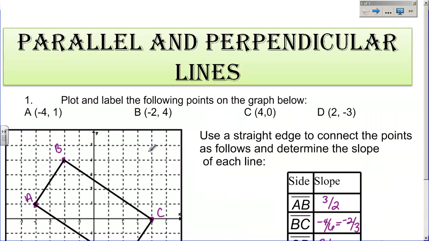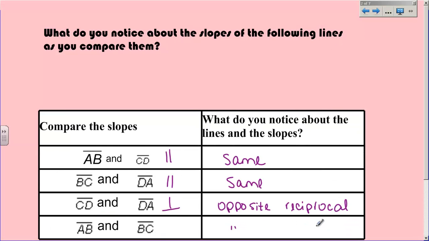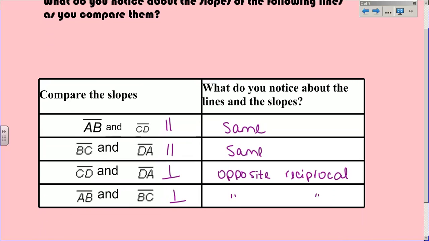Now let's go back and look at AB and BC. AB and BC are also perpendicular, and if you look at their slopes, I have 3 over 2 and negative 2 over 3. Same relationship. They are reciprocals, they're flipped over, and they have opposite signs. So this is the same thing. It's also opposite reciprocal, and it's because they're perpendicular.